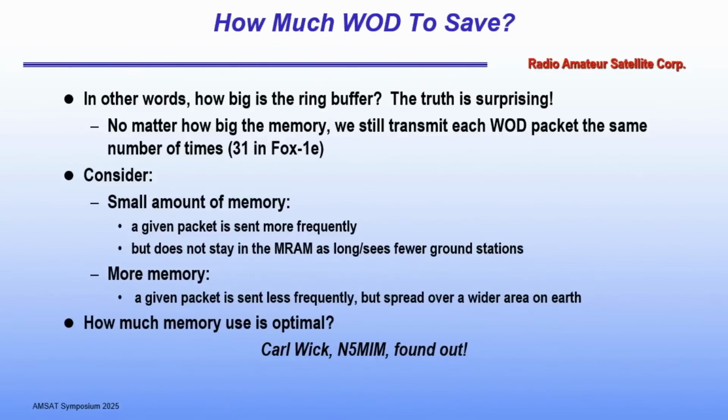And consider, if we have a small amount of memory, a given packet is sent more frequently. So it's still sent the same number of times, but a lot more frequently. So it doesn't stay in MRAM as long, and thus what? It sees fewer ground stations. With more memory, a given packet is sent less frequently, but it's spread over a wider area on the Earth. So how much memory use is optimal?